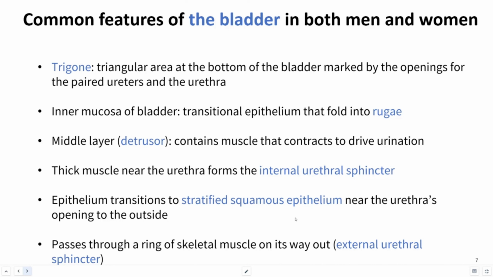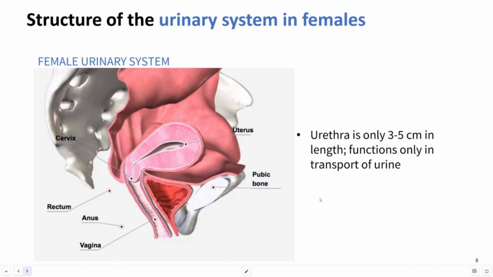That thick muscle near the end of the urethra is called the internal urethral sphincter. Be aware that the epithelium does transition into stratified squamous near the urethra's opening for protection. Eventually, the urine makes its way out through a ring of skeletal muscle, the external urethral sphincter. The female urethra. The urethra is an epithelial-lined fibromuscular tube that exits the urinary bladder. It transports the urine to the exterior of the body. Its involuntary superior sphincter is called the internal urethral sphincter. The female urethra is lined by mostly stratified squamous epithelium and is about 4 centimeters in length, and functions specifically to transport urine from the urinary bladder to the outside world.